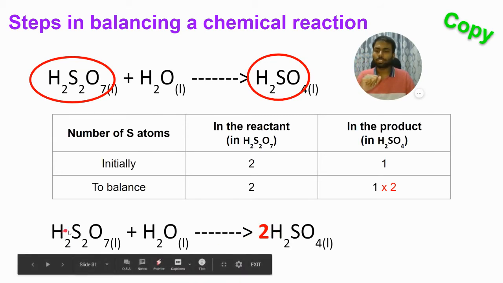Next sulfur. Here you have 2 sulfur atoms and here also you have 2 sulfur atoms, because on the side, 2 is written for the whole H2SO4, so sulfur also has 2 atoms. So 2 sulfur atoms here and 2 sulfur atoms here, so sulfur is also balanced.